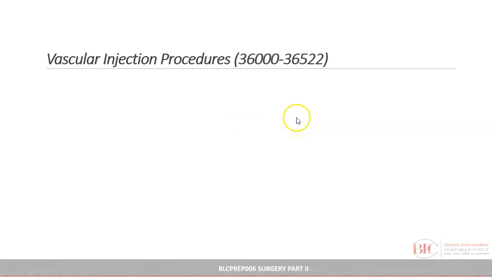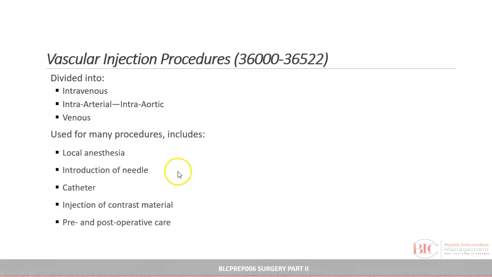Your vascular injection procedures, 36000 to 36522. Again, this section is divided into intravenous, intraarterial, or intra-aortic, or venous. This section is used for many procedures, includes local anesthesia, introduction of a needle, a catheter, and it may be used for injection of contrast material and also used in pre- and post-operative care. The example here is an injection of an opaque substance for venography.